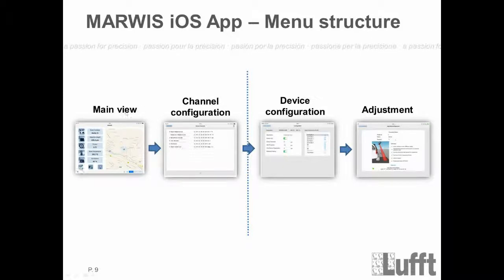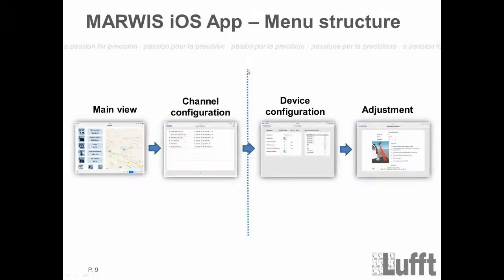From the main view, the main menu, you will be able to click into the channel configuration menu. Then you will be able to click into the device configuration menu. And at the end, you will be able to click into the adjustment menu. That's how it works. So it's not possible from the main view to click directly into the adjustment menu here.